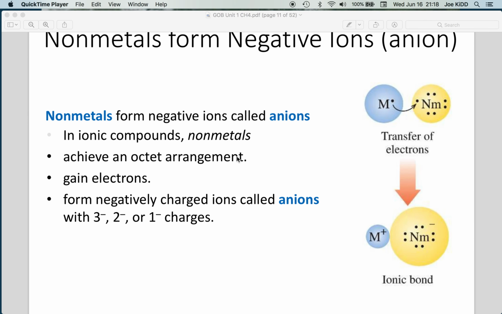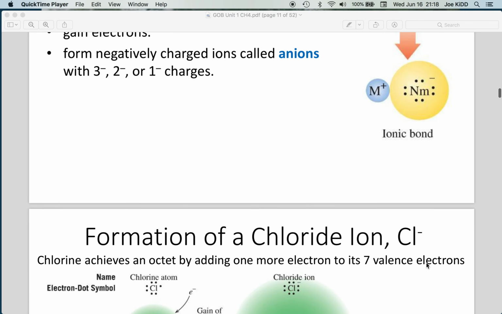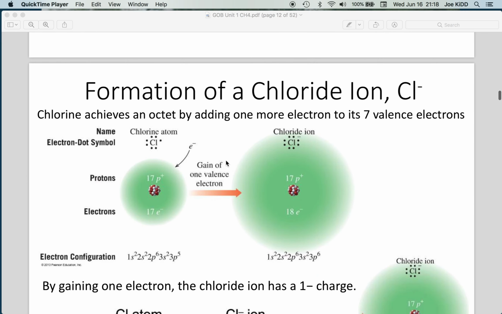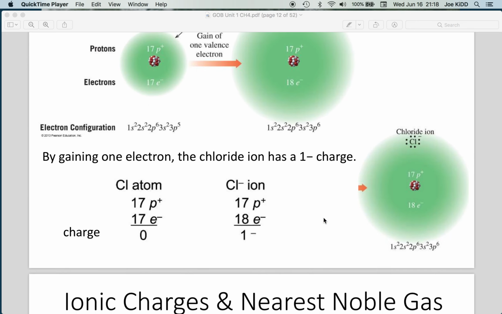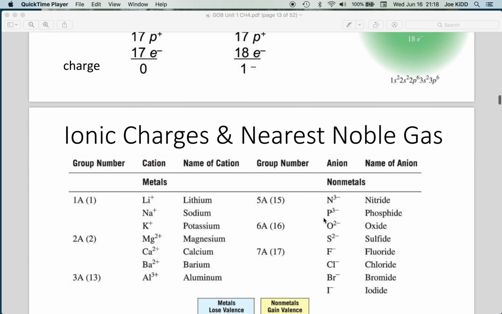So the same thing is happening in the formation of an anion. It's gaining extra electrons, so it's becoming more negative. So here we have chlorine becoming the chloride anion. 17 and 17, right? It gains a valence shell electron, and now we have 17 protons still, but 18 electrons, which means we're going to have an overall -1 charge.